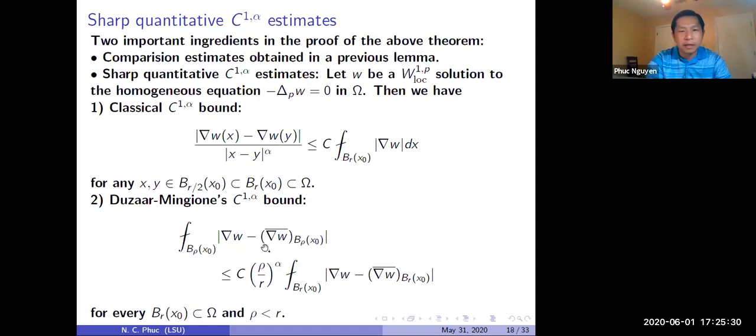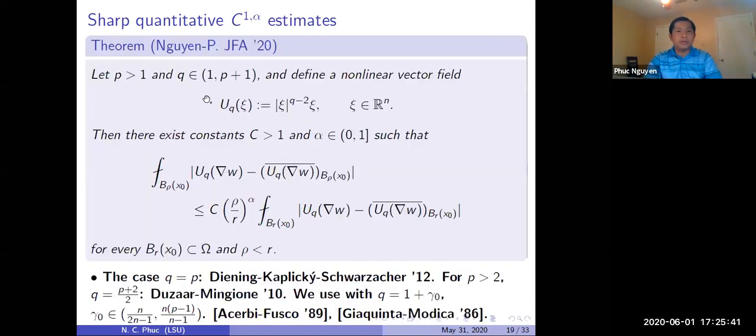For us, there is some problem here, because in our application you cannot use it, since this is still at the level of the L1 norm. We have to go below the L1 norm. So our result is as follows. Take q between 1 and p plus 1, and look at this nonlinear vector field, V_q of Du, |Du| to the power q minus 2 times Du. Then we have a similar C^{1,alpha} estimate for this nonlinear vector field.